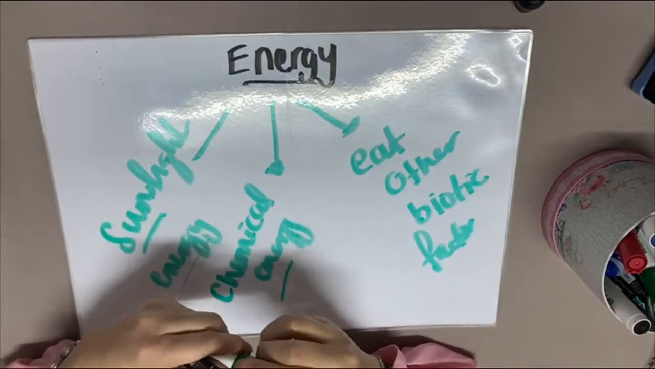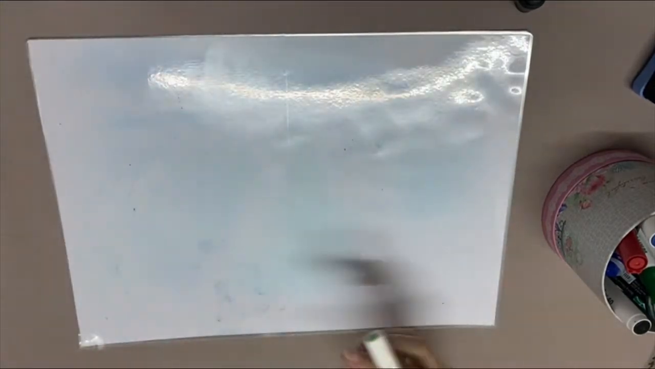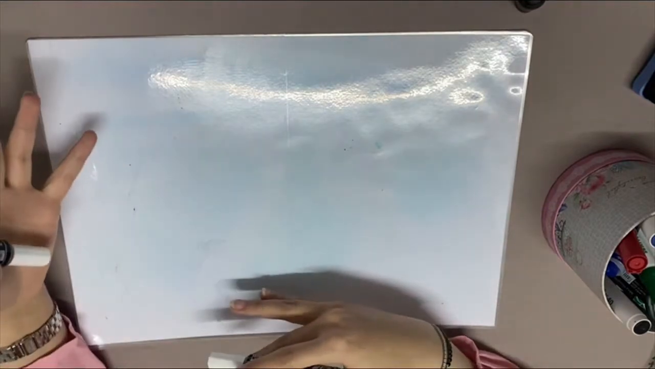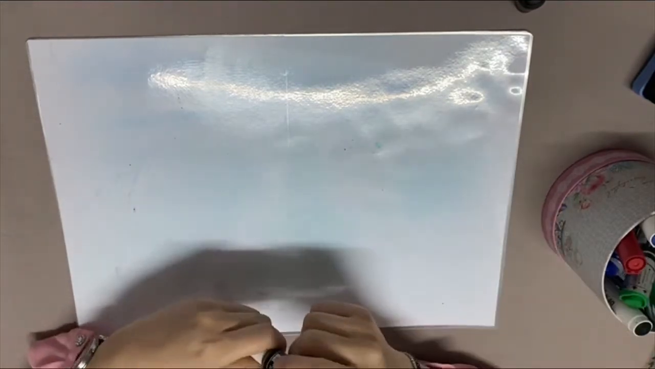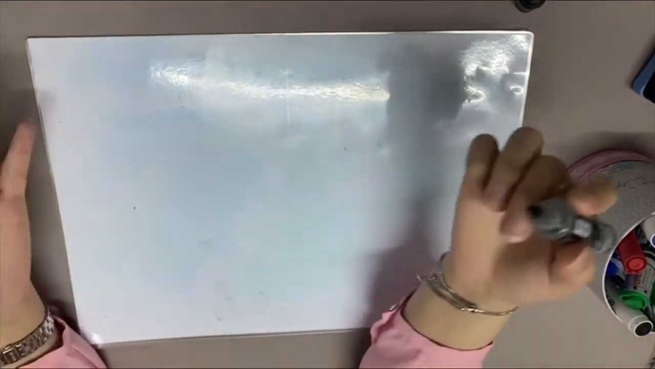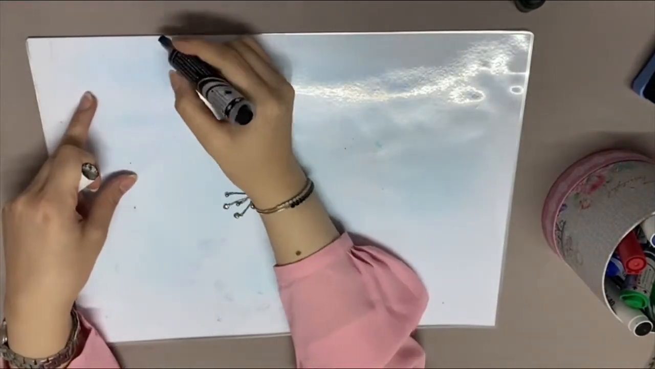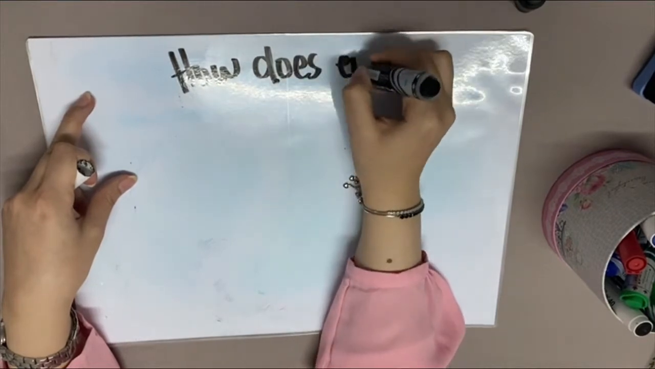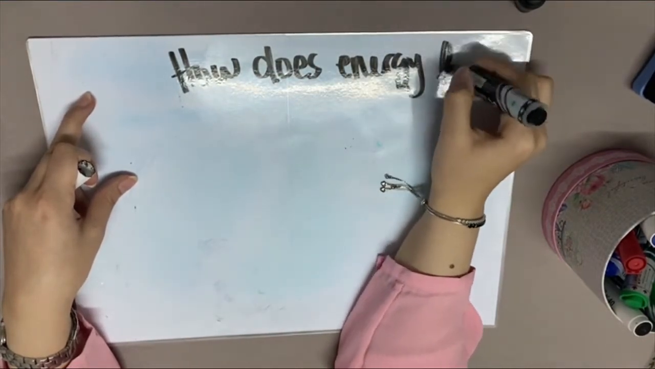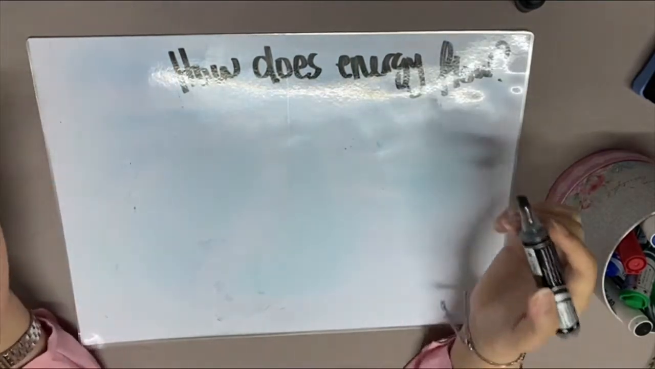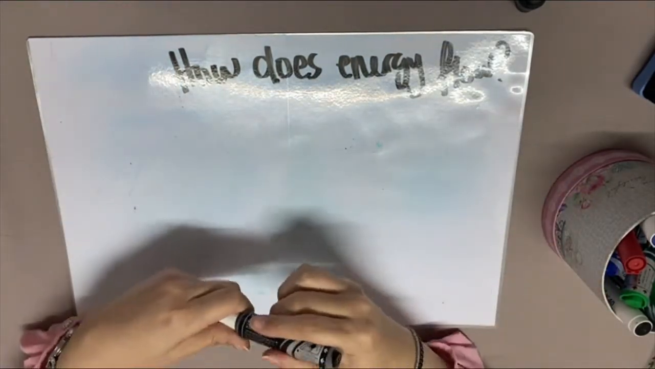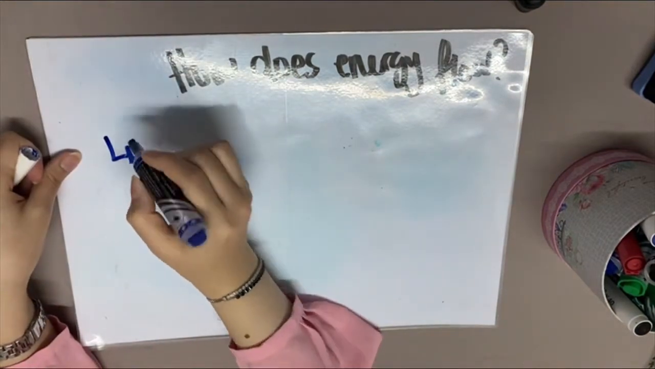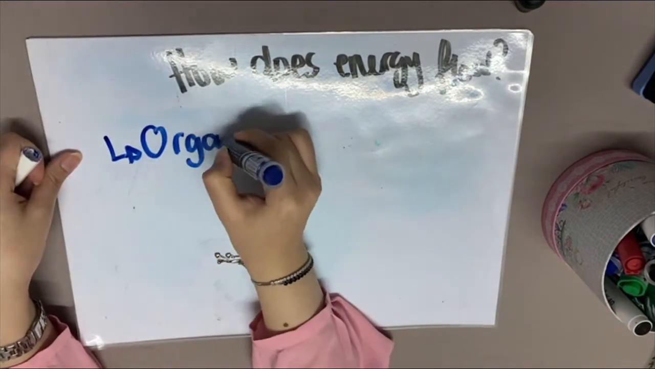So, as a result, we can see that energy flows in an ecosystem. This flow can be represented by either a food chain or a food web. Let's think of it like this. We said energy flows, but how does energy flow? A very important question. How does energy flow? When an organism eats another organism.